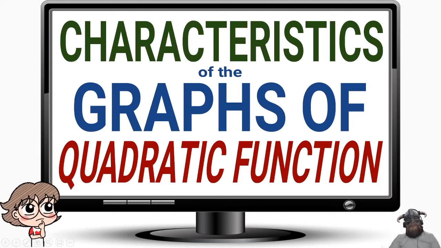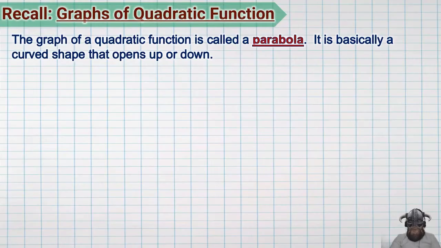What you will learn for today is all about the characteristics of the graph of a quadratic function. So let's start by recalling what is the graph of a quadratic function. So it is called a parabola. It is basically a curved shape that opens up or down.